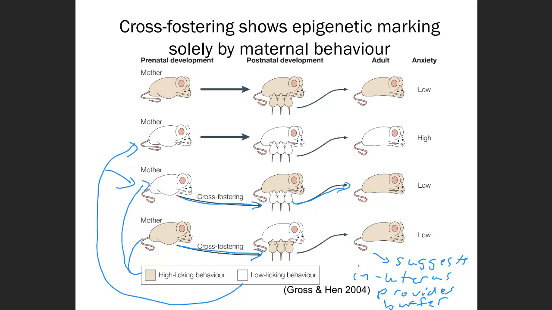So high licking and grooming can kind of rescue the low anxiety adult phenotype, but something in the uterus also makes the pups more resilient to maternal neglect after being born. Kind of interesting.